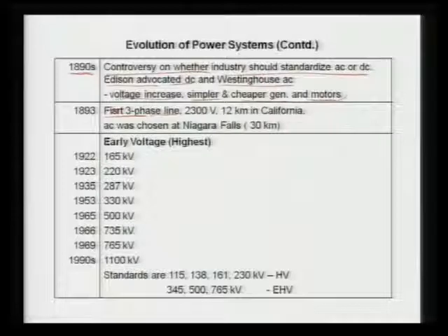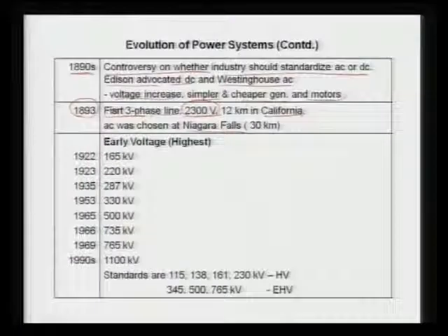The first three phase power system was operated in 1893, and the voltage was 2.3 kilovolt. It was in California. It was basically chosen for Niagara Falls, 30 kilometers away. AC systems became very, very popular, but the voltage at the beginning was very low due to various problems in the design and the availability of insulating materials.